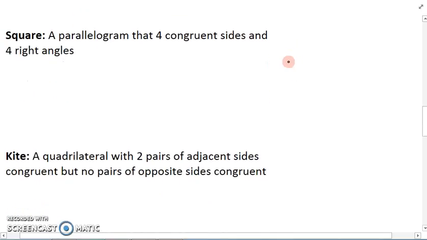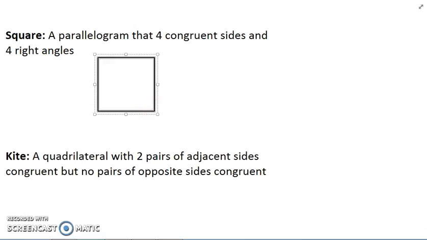So as we move on, now we're to square. A square is a parallelogram that has 4 congruent sides and 4 right angles. So take a second to draw and label those. So there we have my square.